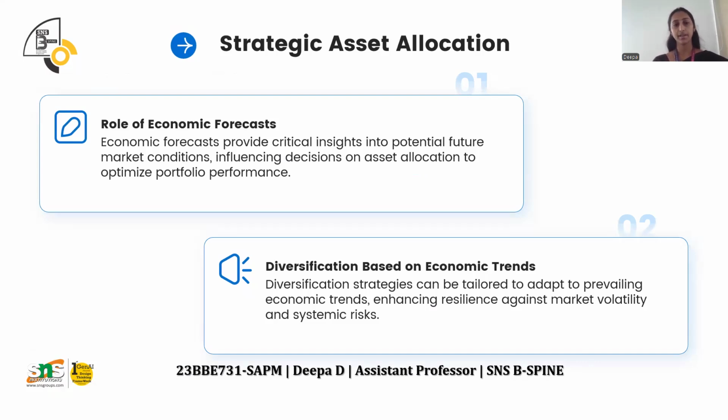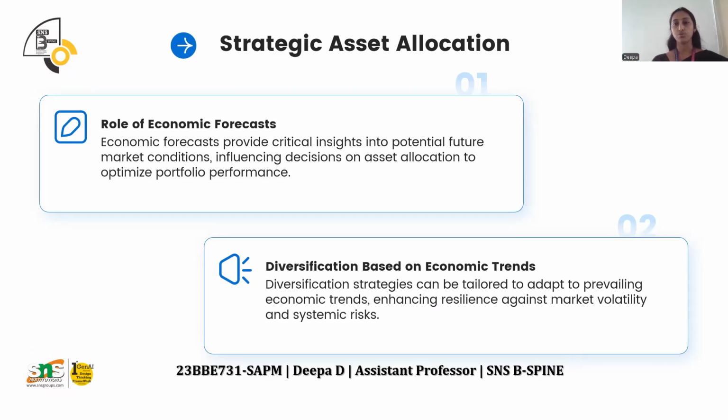The first one is studying or predicting the future, that is, economic forecasting. We need to gain insights into what is going to happen in the future and what changes are going to happen in the market. Next is diversification based on economic trends, again studying market volatility and all kinds of risk available in the market.